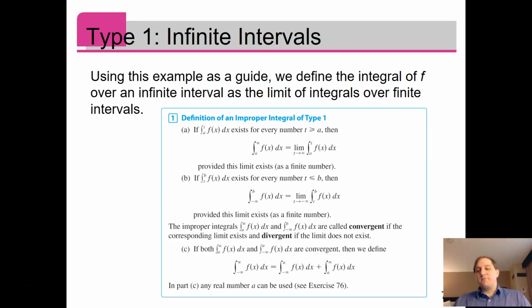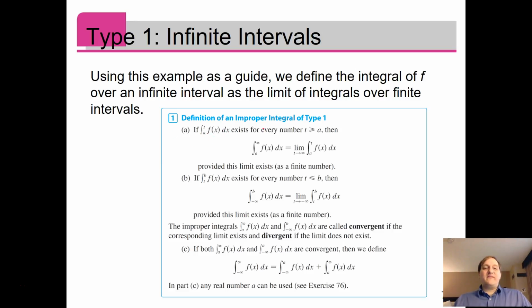All right, so that example was a guide. Here's the definition. We're going to define this for all improper integrals of type 1. So this covers the case where we have positive infinity, negative infinity, or both. Case A is when we just have positive infinity.